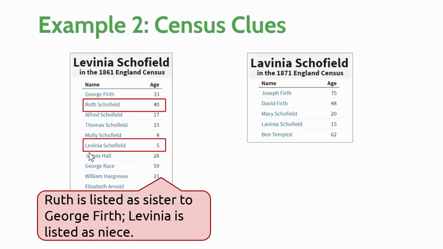Here is Lavinia, and yes, her name was spelled slightly different, but still close enough. There's her mom, Ruth. Lavinia is a niece to George, and Ruth is a sister to George. What does that mean that Ruth's maiden name probably is?